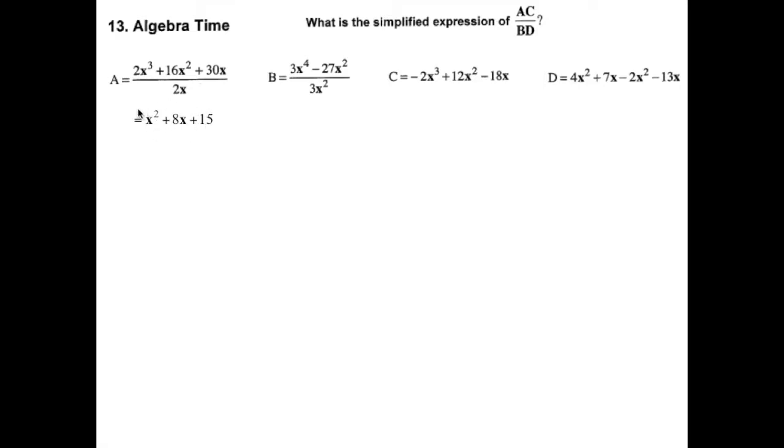But don't stop there. This is a factorable trinomial. And a equals 1, so we're looking for the factors of 15 that add up to give us 8. 3 and 5. So x plus 3 times x plus 5.